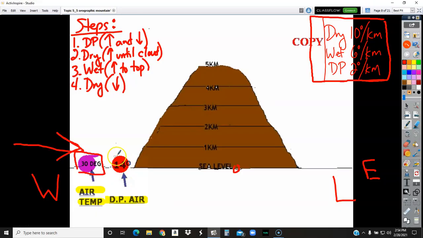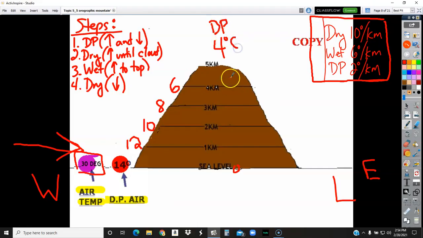So if this is 14, you're just going to subtract 2 each time you go up another kilometer. 14 minus 2 is 12. 12 minus 2 is 10. 10 minus 2 is 8. 8 minus 2 is 6. And 6 minus 2 is 4. So at the top of the mountain, the dew point, I'll put DP, is 4 degrees.